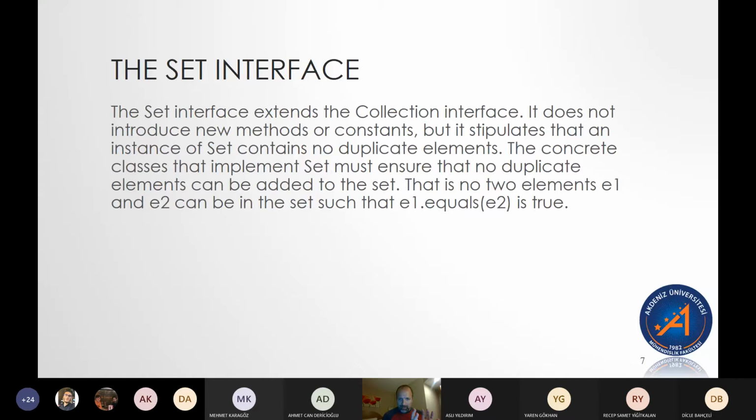So two items cannot be in the set if the return value of the equals method is true for them. If we don't override that method, then what we're really saying is the two elements cannot be in there if they point to the same object. All right.